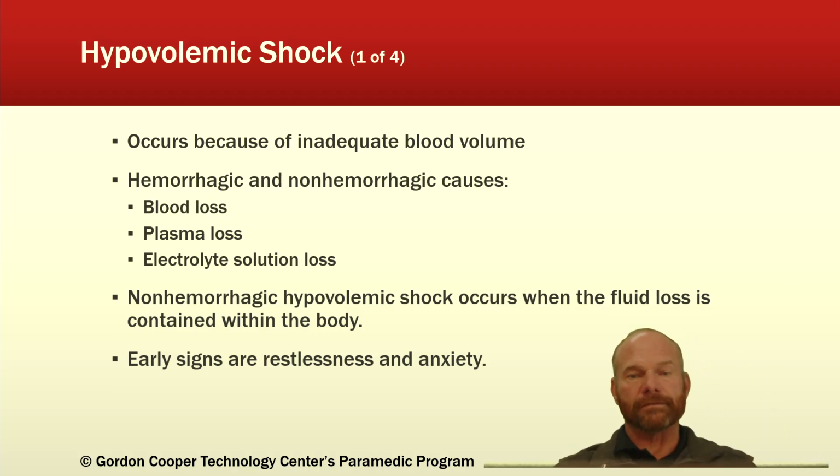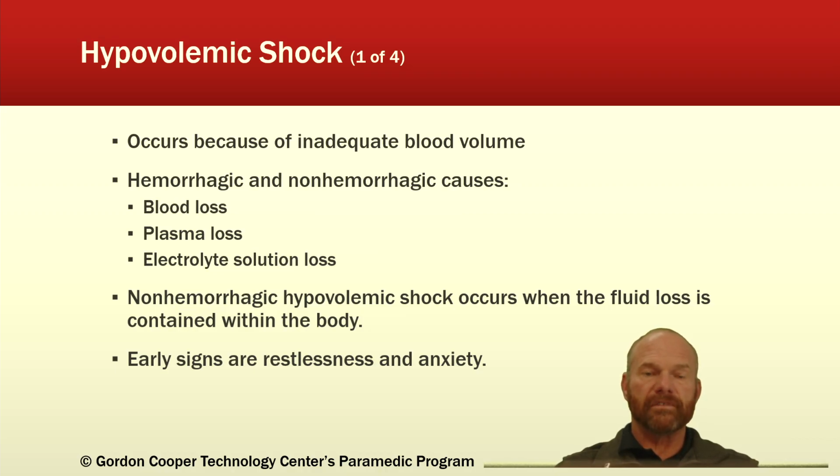And we move on to hypovolemic shock. So hypovolemic shock is due to inadequate blood volume. It can be classified into hemorrhagic and non-hemorrhagic shock. So hemorrhagic shock, that blood loss can be internal or external, and then non-hemorrhagic shock, plasma loss can occur due to burns or other conditions. There can be electrolyte solution loss, so that's caused by vomiting, diarrhea, excessive sweating. Obviously, non-hemorrhagic hypovolemic shock occurs when the fluid loss is contained within the body.